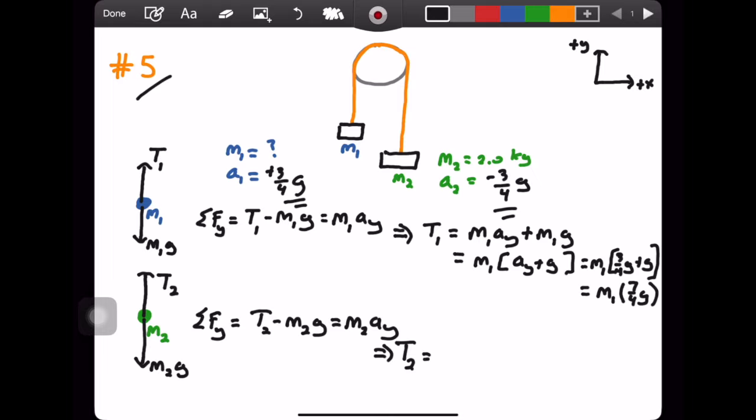I can add an M2G to both sides, so I'll have M2 AY plus M2 G. Again, I can factor out an M2 because it hits both of the terms, so I can say M2 multiplied by the sum of AY plus G.